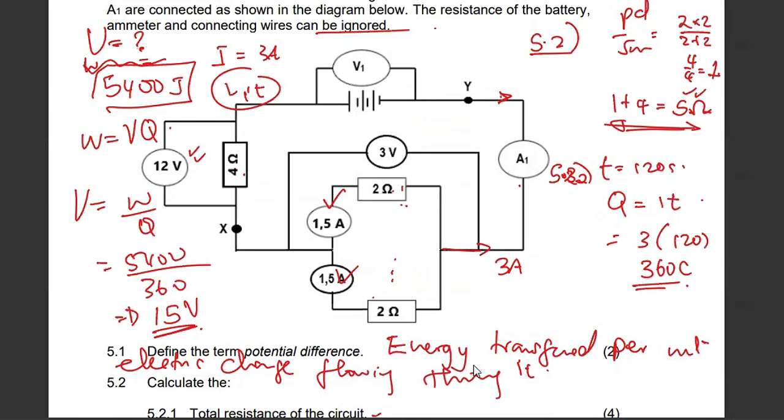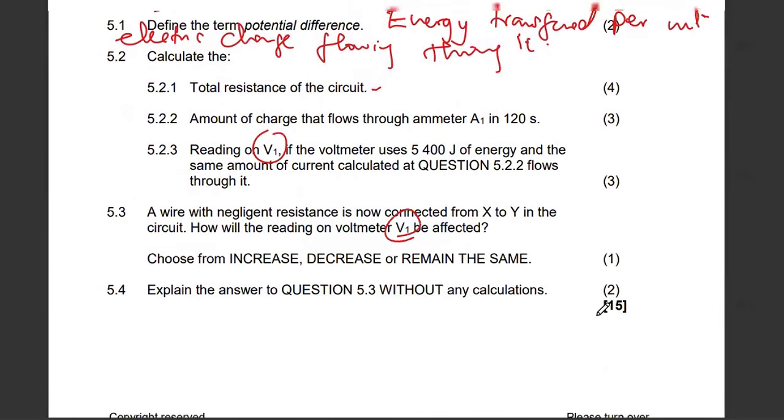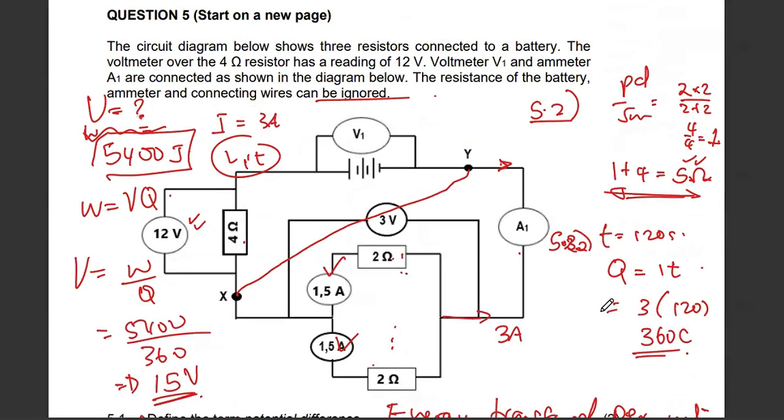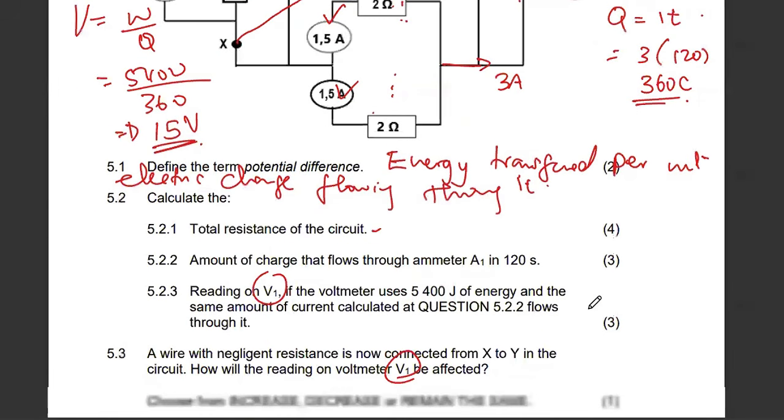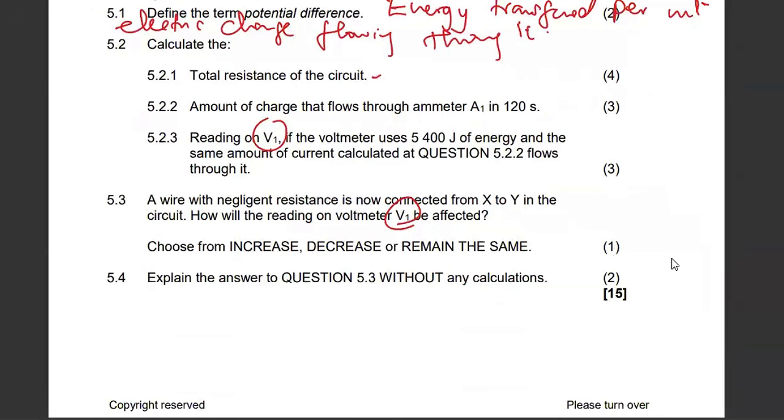And then 5.3, a wire with negligible resistance is now connected from X to Y, meaning that instead of us having all of this, you can just have one simple wire that is connected there. How would the reading of V1 be affected? Where is the position of V1? You can see that V1 is the main voltmeter. So how is that going to be affected? Is it going to increase, decrease, or stay the same? The voltmeter reading is going to decrease.